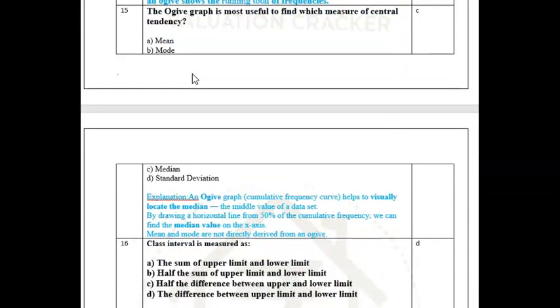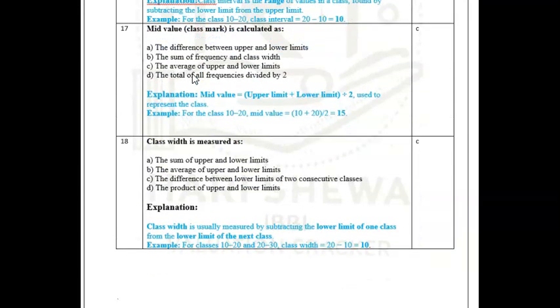In the same way, graph, class interval, how to measure it. The mid value, or class mark, is calculated. How is the mid value calculated? Upper limit plus lower limit divided by 2 of every class. If the class is 10 to 20, the mid value is 10 plus 20 divided by 2, which is 15.